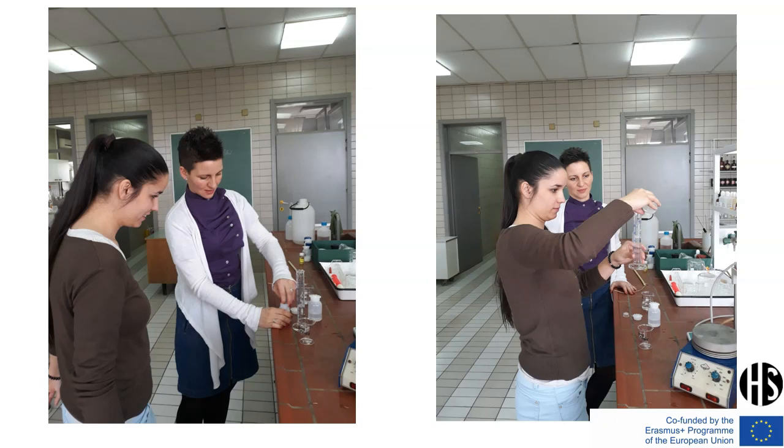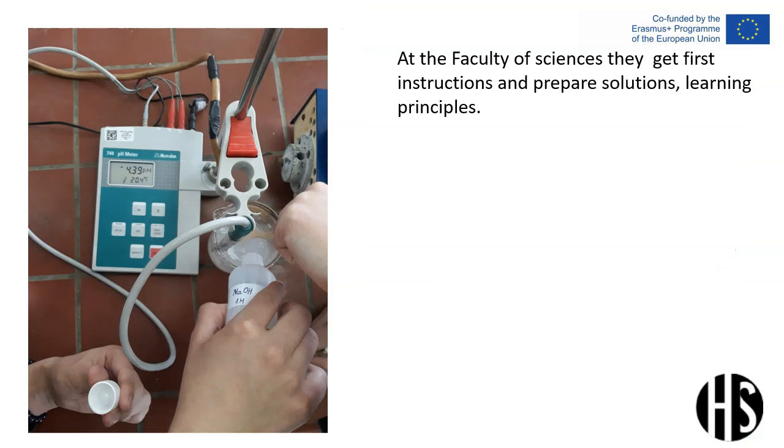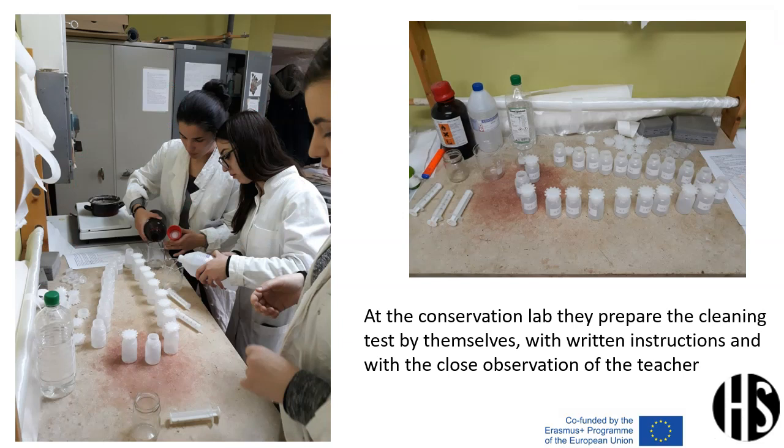Then we come to the conservation lab, and they repeat the whole process. In these slides, you can see them creating all these small bottles, which are solvent tests just for cleaning. They prepare them by themselves, but with all the written instructions and with very close observation. And then here is the moment when they are in front of the painting, also afraid to make damage. But you see how it looks.